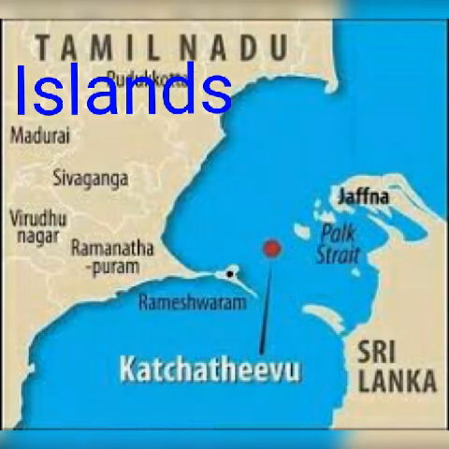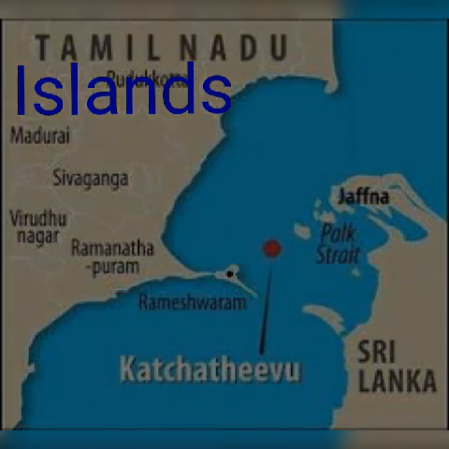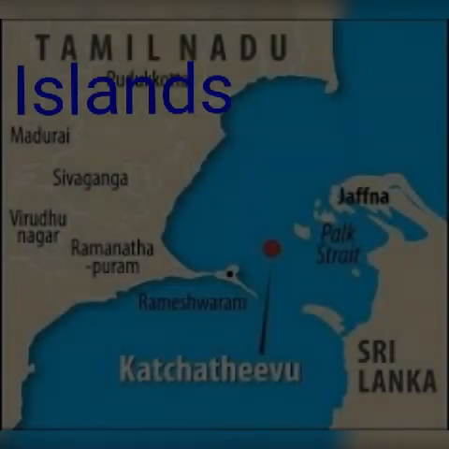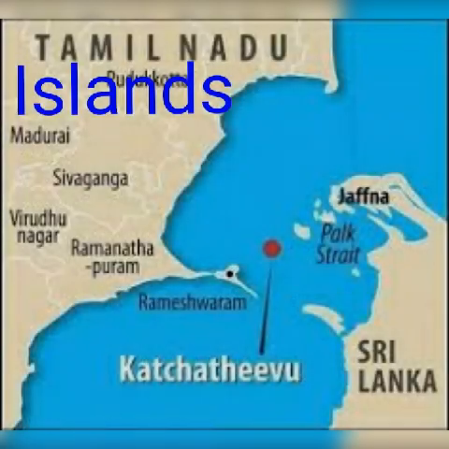Next we have islands. What is an island? Dupath. Small land areas completely surrounded by water are known as islands.